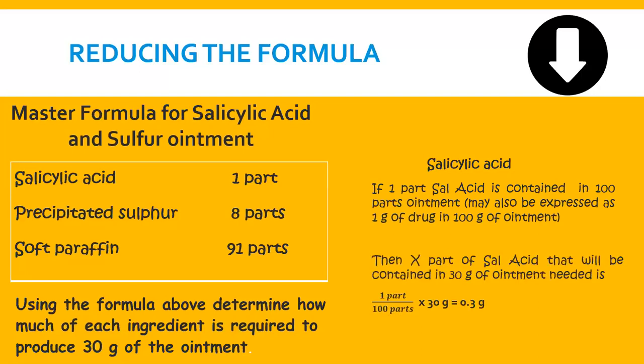Then X parts of salicylic acid that will be contained in 30 grams of ointment needed would be 1 part over 100 parts, or you could say 1 gram over 100 grams times 30 grams, which will give you an amount of 0.3 grams. So that means if I'm going to make 30 grams of salicylic acid and sulfur ointment, I'm going to need 0.3 grams of salicylic acid.